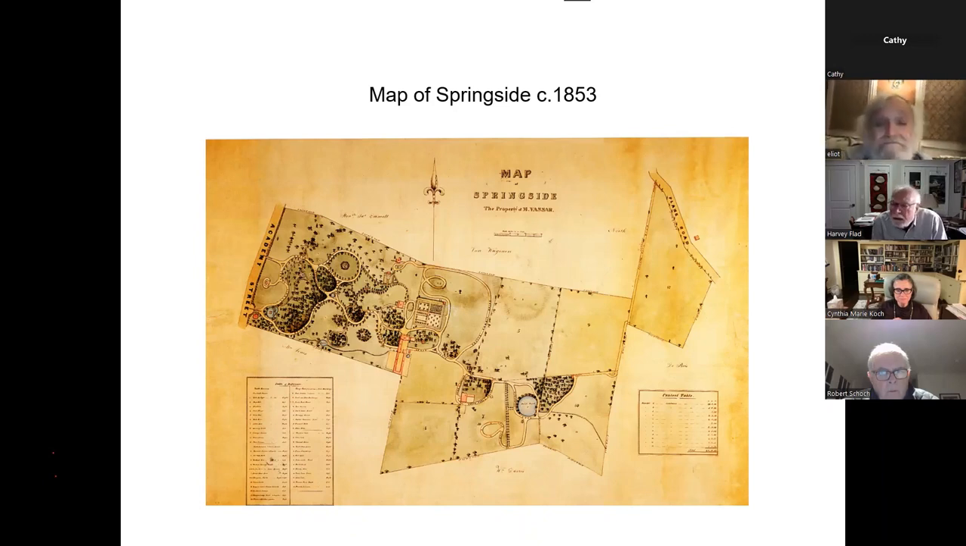Downing would have actually done work on it if he had survived, but he died in 1852, as I say, and so Vaux continued to work on Springside. Springside has its ornamental farm to the west, as you see on Academy Street, and then as you go further east, you get into the farm area. Next, please.